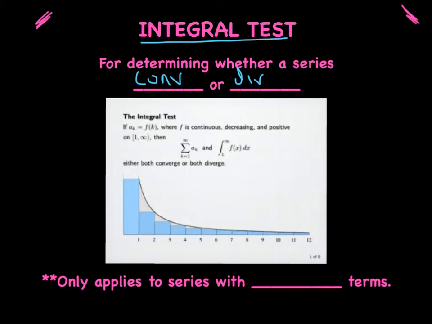But basically what's happening is you might have a function here, and notice it's above the x-axis, so it's positive, it's continuous, and it's decreasing. And basically, if the improper integral happens to converge, then the series is also guaranteed to converge. Or vice versa, if the improper integral diverged, then the series would also diverge. So they're kind of married together. Whatever one of them does, the other one does as well.